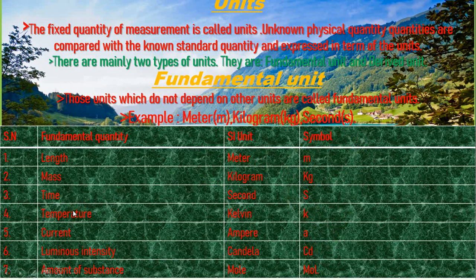All those units in physics have their own specific symbol. So we must remember that all the fundamental quantities have units, and all the units of fundamental quantities are known as fundamental units. So now let's discuss derived units.